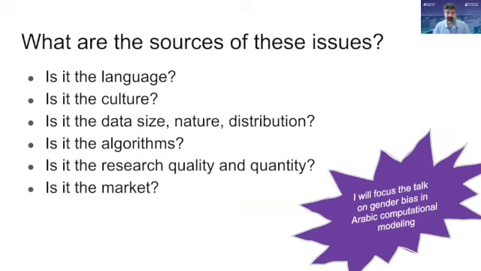It's just a metaphor here, exaggerations. But we're going to look at different aspects. So is it the language itself that's the problem? Is it the culture? Is it the data size, nature, distribution? Is it the algorithms? Is it just research quality and quantity, or is it the market? And I'll say a little bit about all of these different things. And in fact, all of them are connected with each other. It's hard to kind of tease apart one thing and say, this is the only reason, fix it, and everything will be okay.